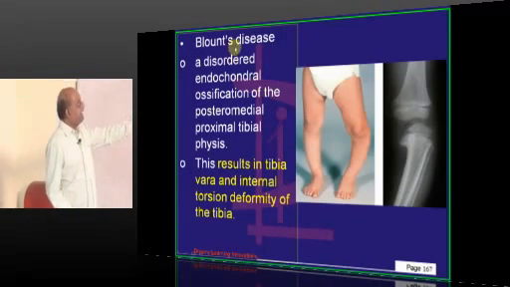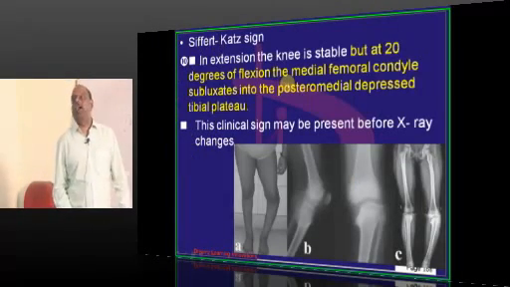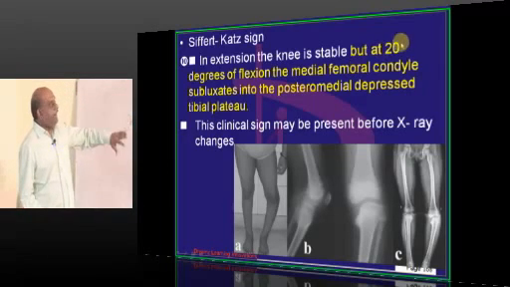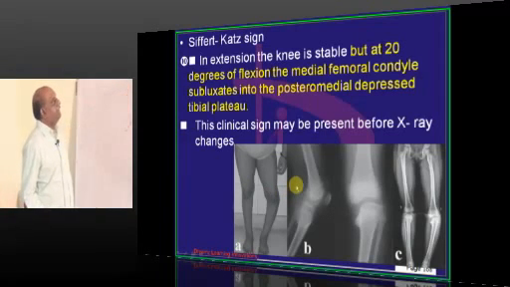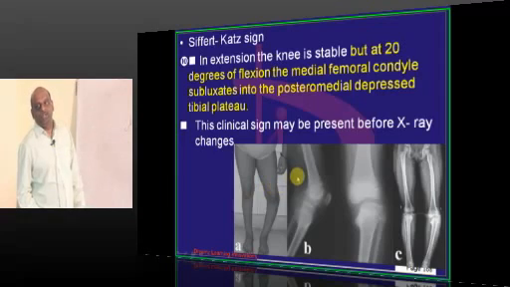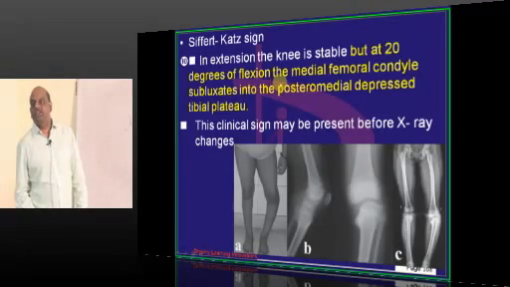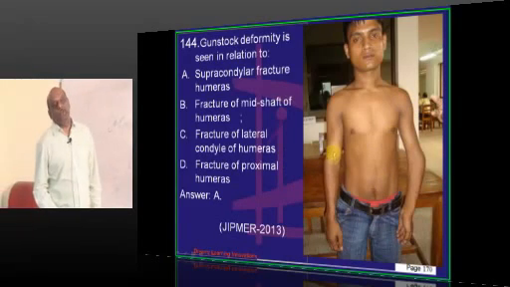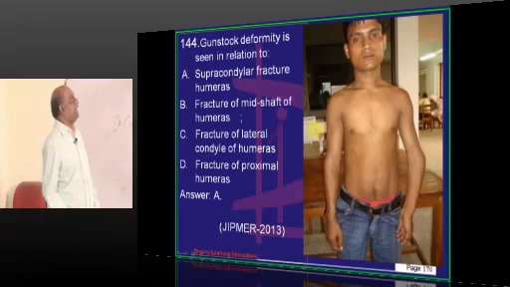But the result is basically Blount's disease may be there. What is Sippert card sign? Let us talk about it. In extension, the knee is stable, but if you do 20-degree flexion, the medial femoral condyle will subluxate into the posteromedial depressed tibial plateau, which is demonstrated by flexing the knee, which is then called Sippert card sign, is what needs to be remembered. So where do you see gun stock deformity of the supracondylar fracture? If that is there in the options, that is what the examiner wants you to answer.